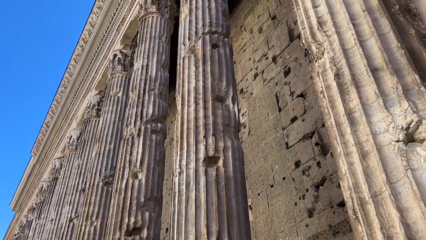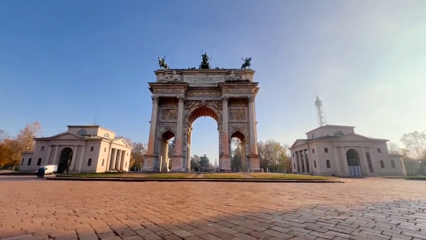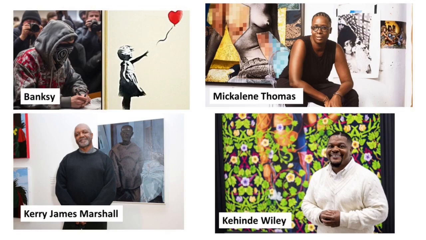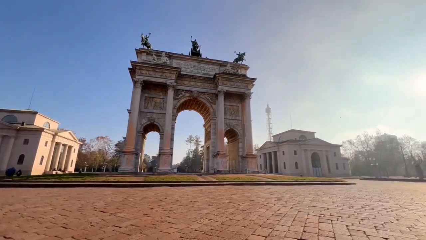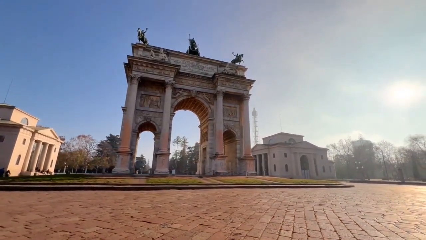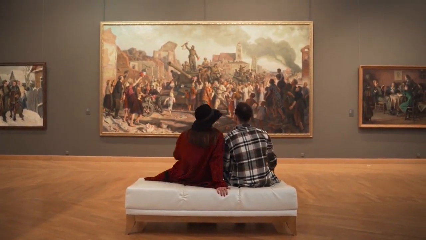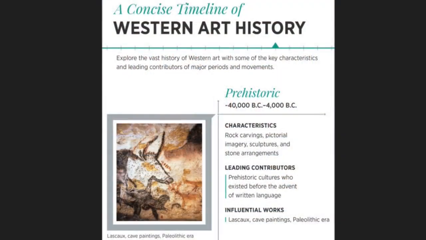Influential genres of art, from the Renaissance to the rise of modernism, have undoubtedly made their mark on history, with many artists today like Banksy, Gary James Marshall, Micheline Thomas, and Kehinde Wiley, consistently infusing art historical references into contemporary works. Understanding the historical context and significance of each period and movement is critical for collectors and art enthusiasts alike. So here is a concise timeline of Western art history.